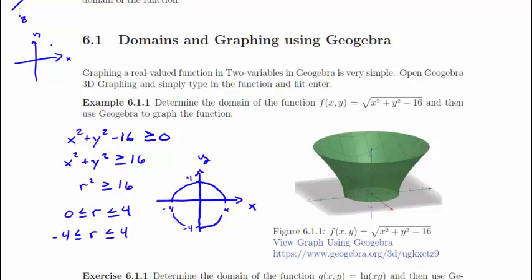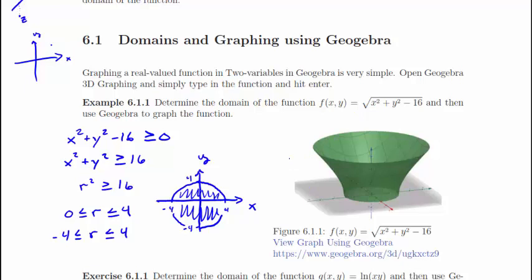Because of the radius being less than or equal to 4, then we can have a solid line as we draw the domain. For the edge, if this was r is strictly less than 4, we would use a dotted line here to indicate that the radiuses can't actually equal 4. And so this is a graph of the domain of this function.